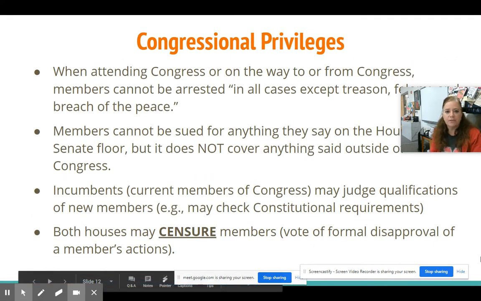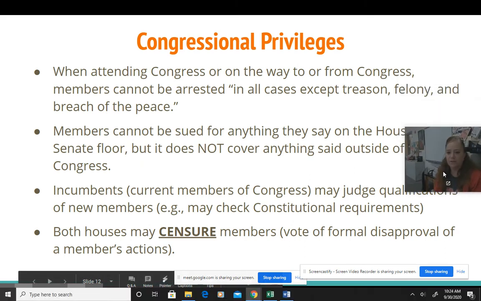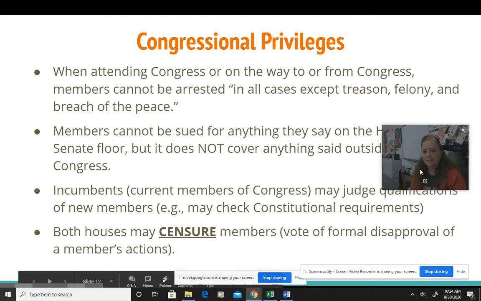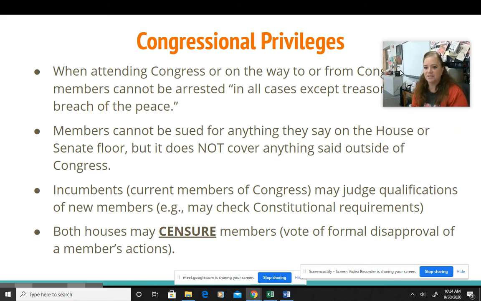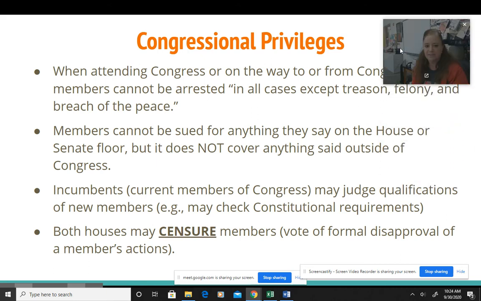Okay, here are some more privileges that Congress has. When attending Congress or on their way to or from Congress, they can't be arrested in all cases except treason, felony, and breach of peace. So when you have this word felony in here, it includes both things that somebody would be arrested for. But it's just an interesting little privilege that the Congress has. Members cannot be sued for anything they say on the House or Senate floor. So whatever they say is basically sacred, and they can't get in trouble for it. However, if they say any of those same things outside of Congress, and let's say they lied about something, they can get in trouble.